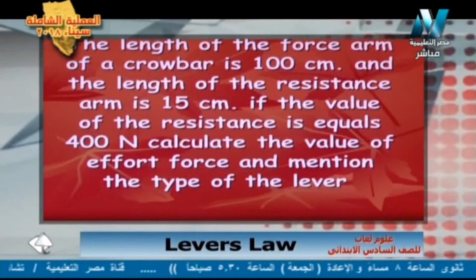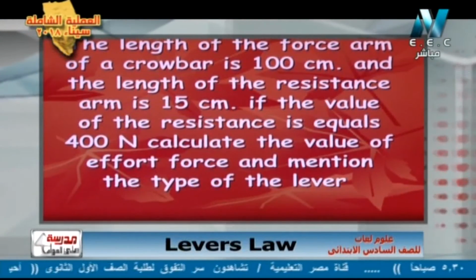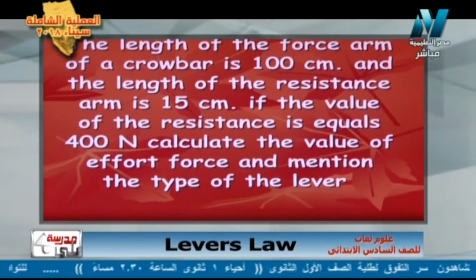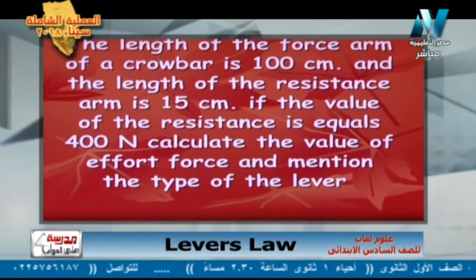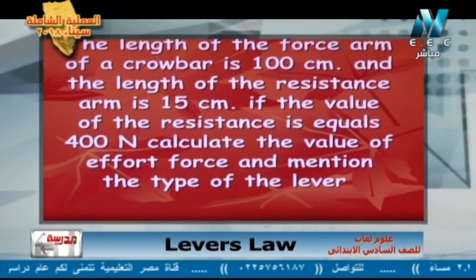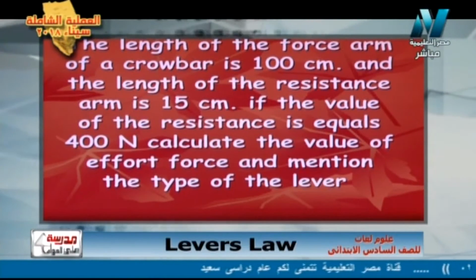So another problem says that the length of the force arm of a crowbar is 100 centimeter and the length of the resistance arm is 15 centimeter. If the value of the resistance is equal to 400 Newton, find the value of the effort force and mention the type of the lever. Here is a completely new question asking me to mention the type of lever. Let's solve the first problem and then learn how to find the type of lever.